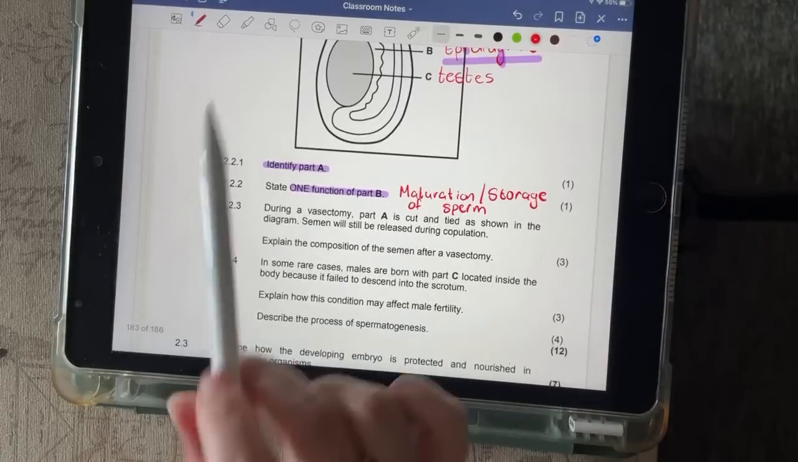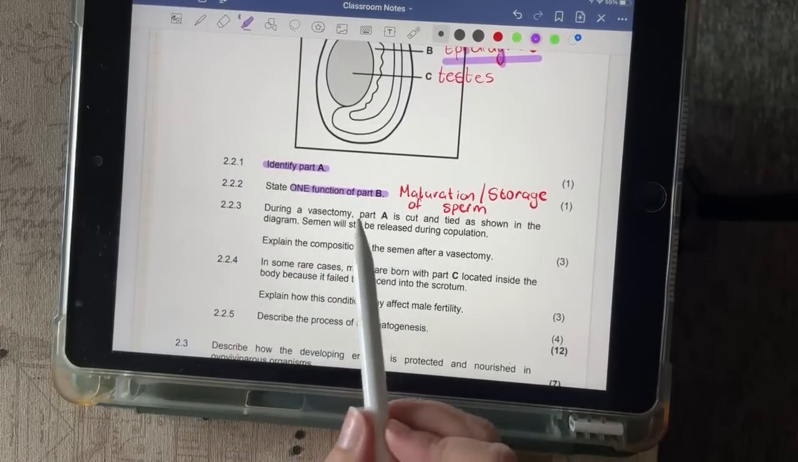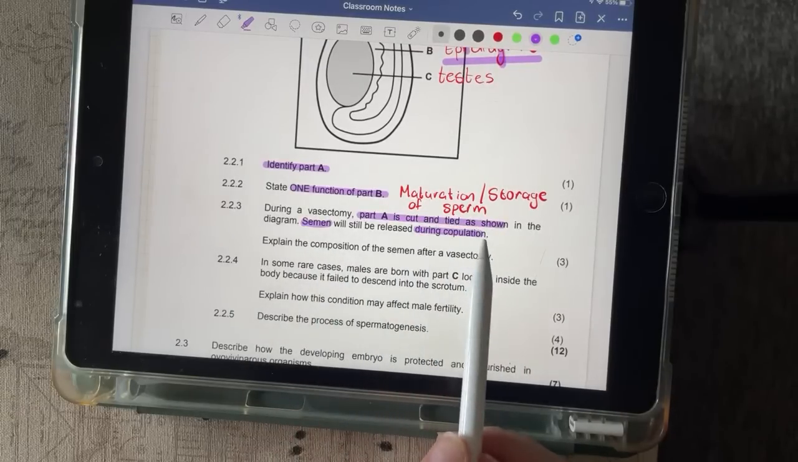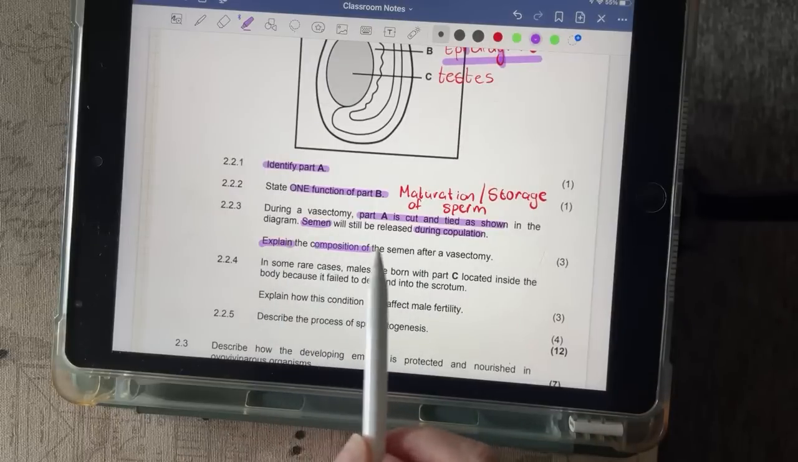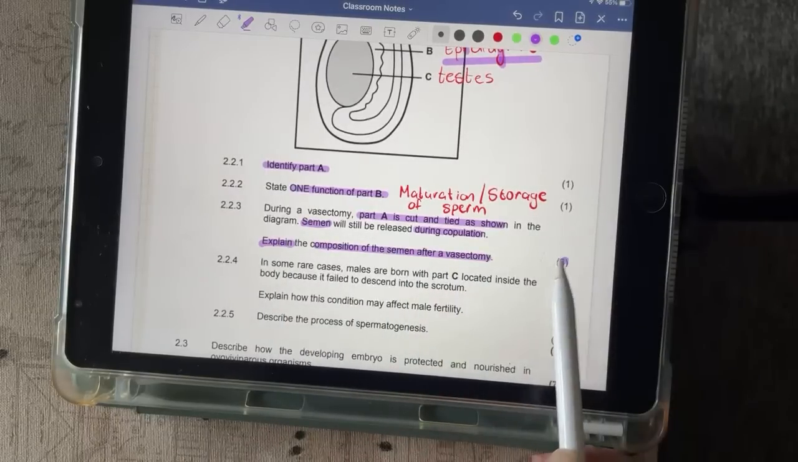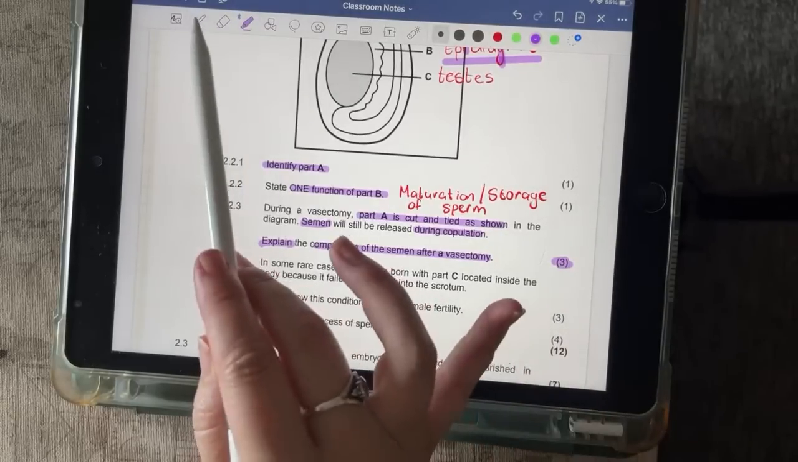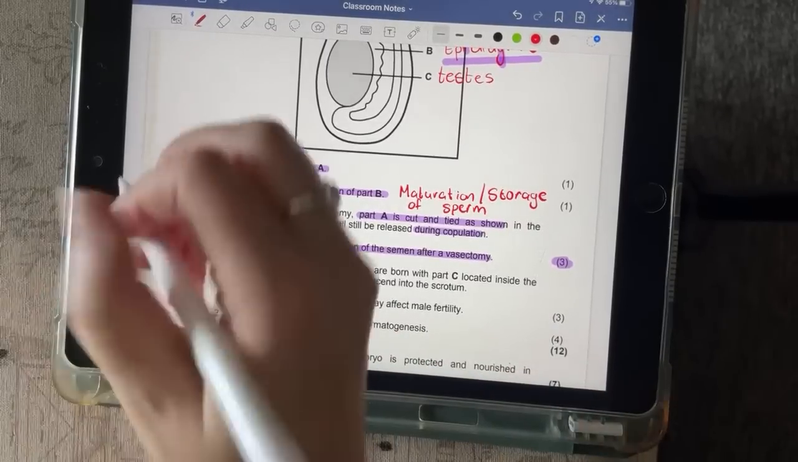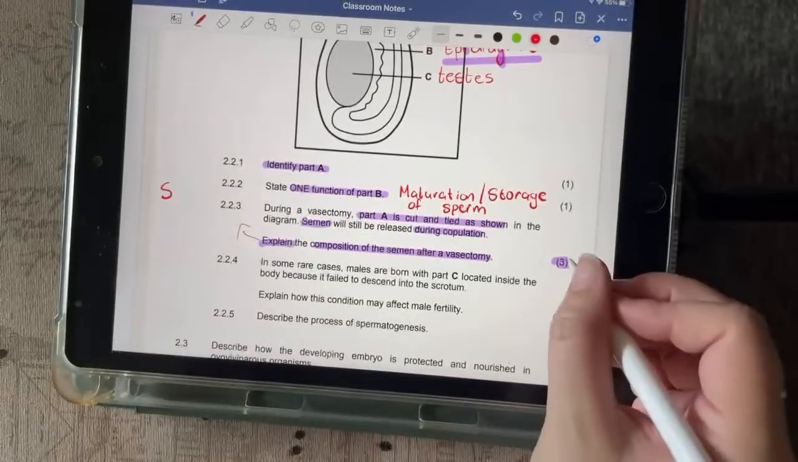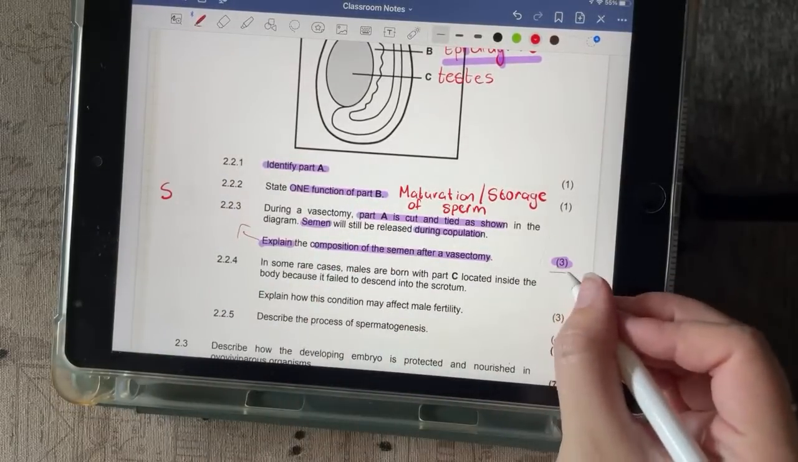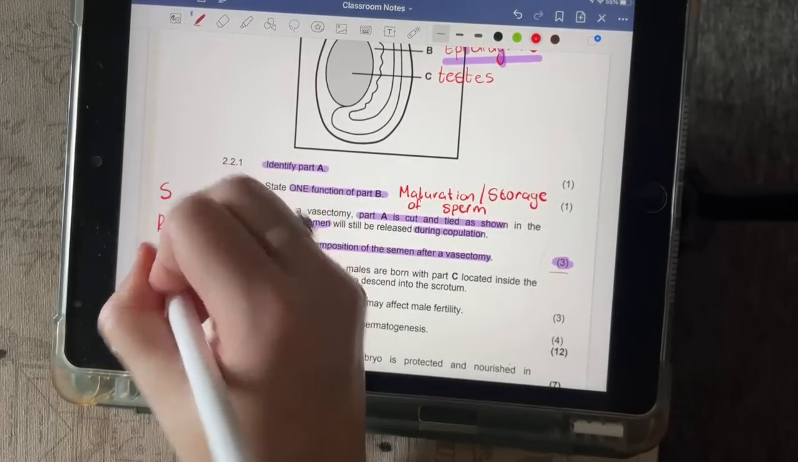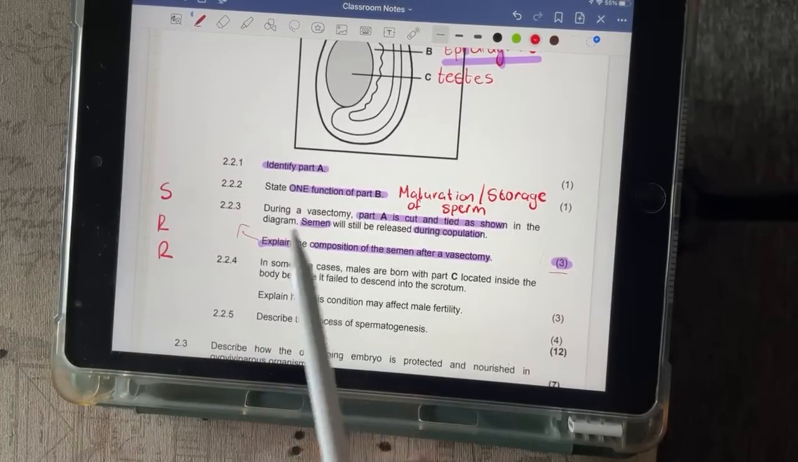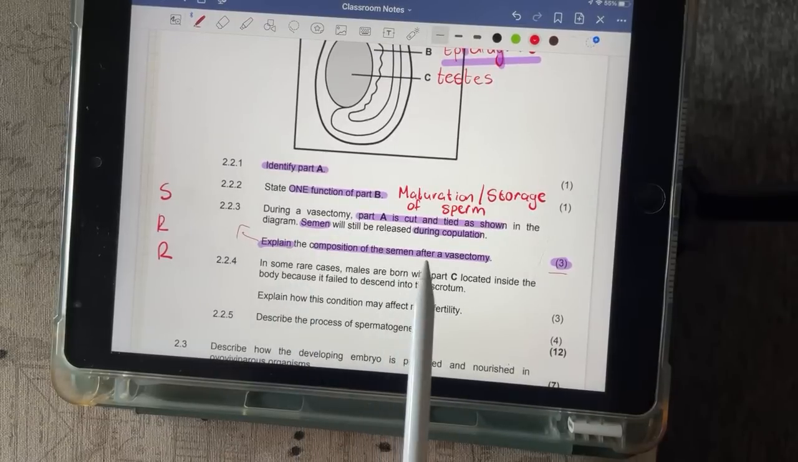Moving up. 2.2.3 says, during a vasectomy, part A is cut and tied as shown in the diagram. Semen will still be released during copulation. Explain the composition of semen after a vasectomy for 3 marks. So again, it's an explain question. So remember, structure your answer tomorrow like this. Statement for 1 mark. And because it's only one thing we're talking about, you've got to give 2 reasons. So statement, reason tomorrow. Okay? So explain the composition of semen after a vasectomy.